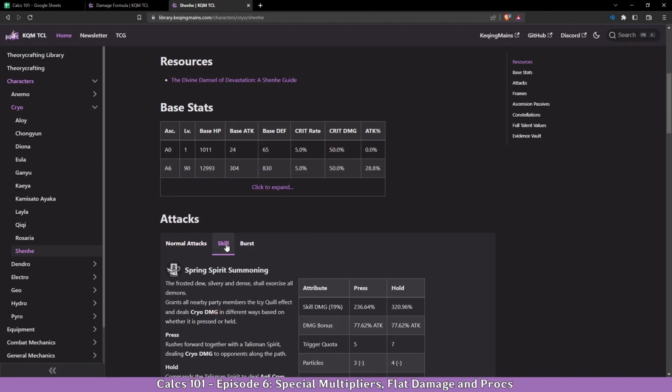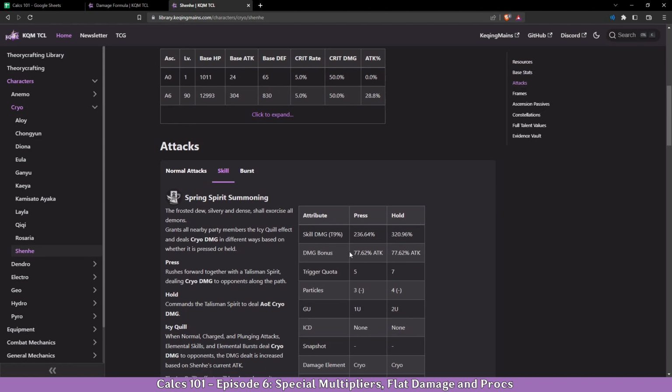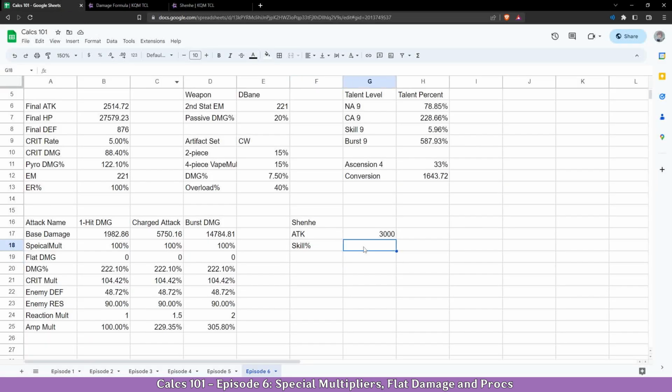Here, we will see that the damage bonus, this is Icy Quill, 77.62% of attack. So now, we are going to calculate it exactly as base damage as we did earlier. And this is the base damage of the Icy Quill. But now instead of having it like here, and multiplying it with Chen's defense, crit and so on, we are going to add it to the character that triggered that proc. Let's say it's Hu Tao.